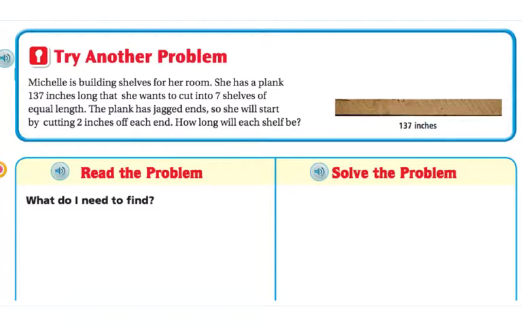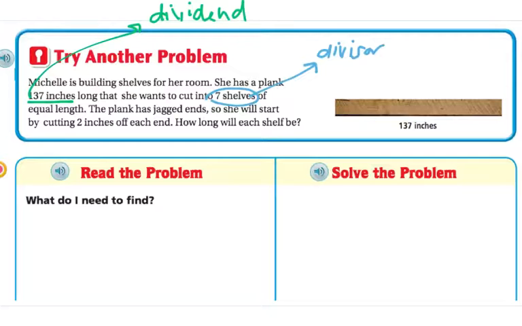It says Michelle is building shelves for her room. She has a plank that is 137 inches long, and she wants to cut it into 7 shelves. So right off the bat, we know that the divisor is 7 because she wants to make 7 shelves. We know that the dividend, the thing that she's going to divide up, is 137. But let's keep reading and see if there's any additional things that will go on in this problem.